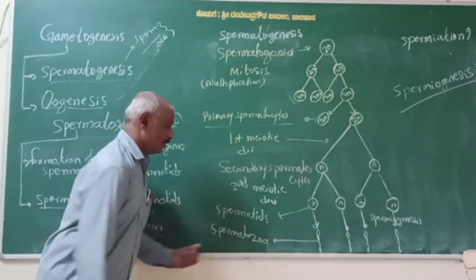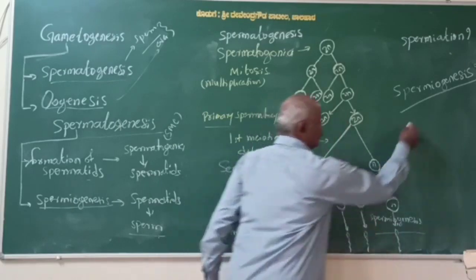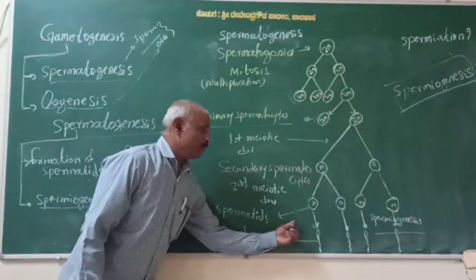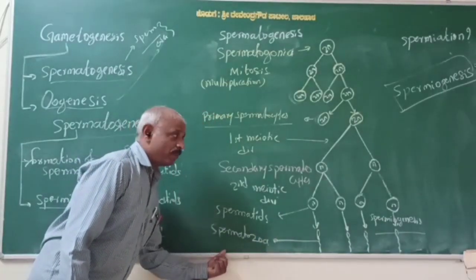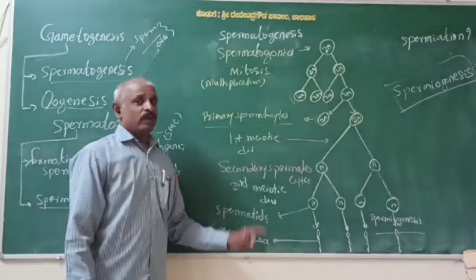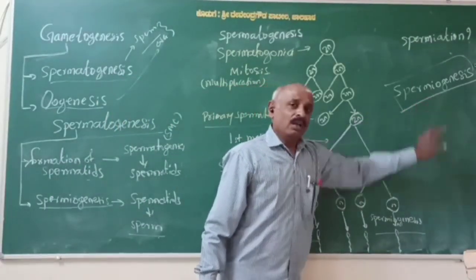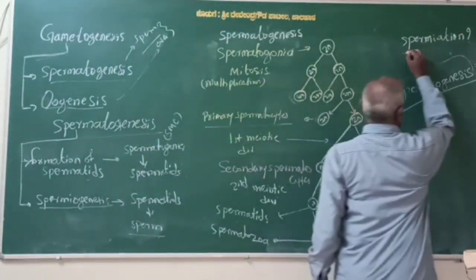What happens then? The process we call spermiogenesis. What is spermiogenesis? The spermatids get converted into sperms or spermatozoa. The process we call spermiogenesis. You observe that one more word is there here.